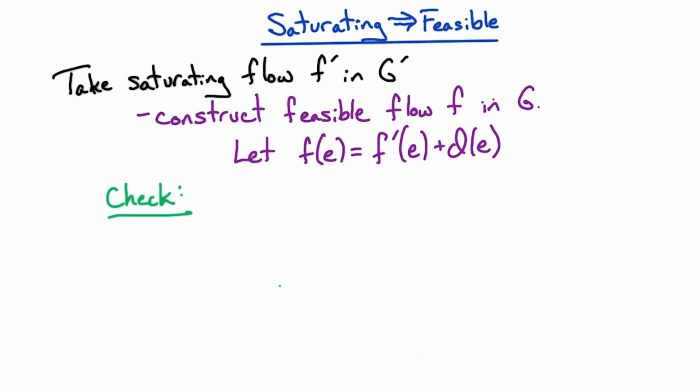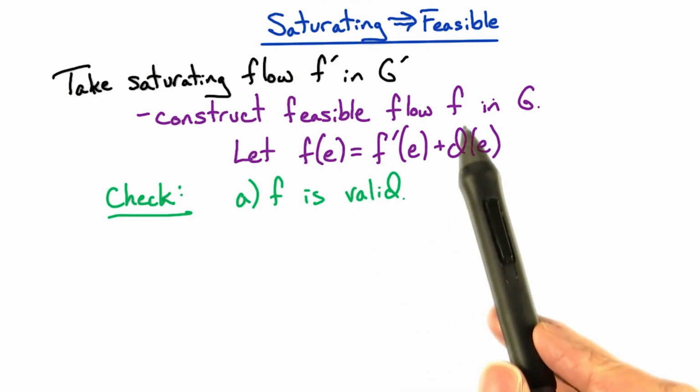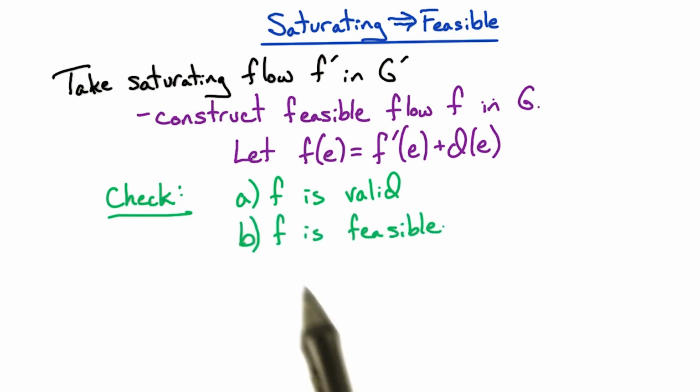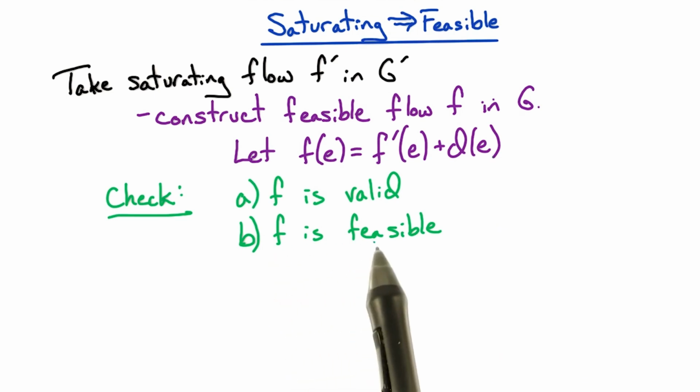Now there are 2 things we need to check. We need to check that F is a valid flow. So for all the internal vertices in this graph G, the flow in has to equal the flow out. And to be valid, we need that the flow along an edge is at most the capacity. Additionally, we need to check that F is a feasible flow. That means it satisfies all the demand constraints. Let's start with this second condition. Let's check that F is a feasible flow.